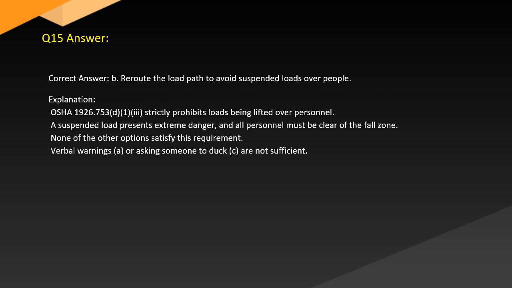Answer. Correct answer: B. Reroute the load path to avoid suspended loads over people. Explanation. OSHA 1926.753(d)(1) strictly prohibits loads being lifted over personnel. A suspended load presents extreme danger and all personnel must be clear of the fall zone. None of the other options satisfy this requirement. Verbal warnings, A, or asking someone to duck, C, are not sufficient.